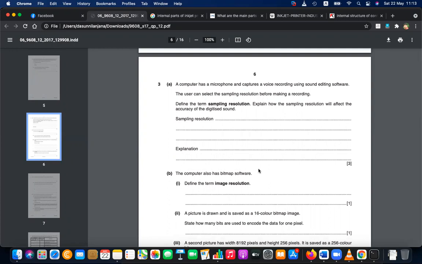So what is sampling? It's asking for the explanation. What is sampling resolution and how does it affect the quality or the accuracy? What is sampling in digital sound? The analog sound sampling. Can you remember the term sampling? It's like the number of bits in a sample, the quality resolution of the sample. Number of bits. It's the number of intervals, no?